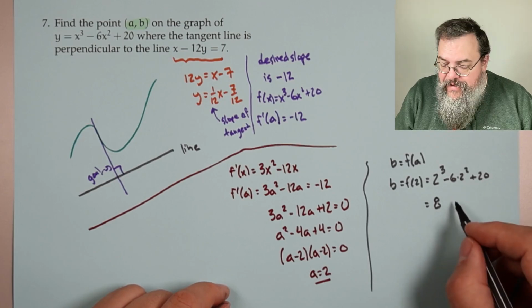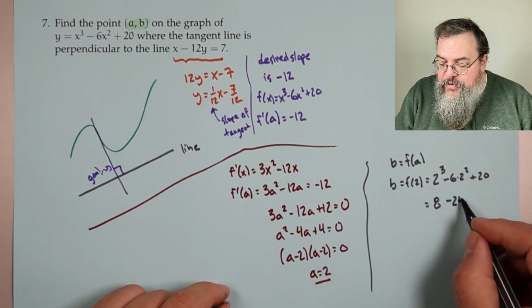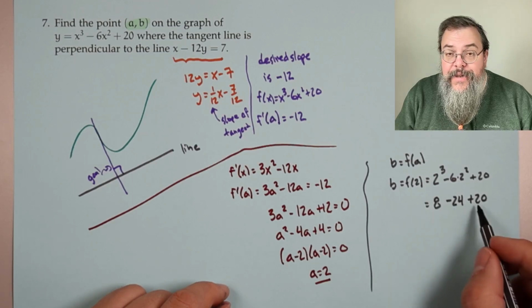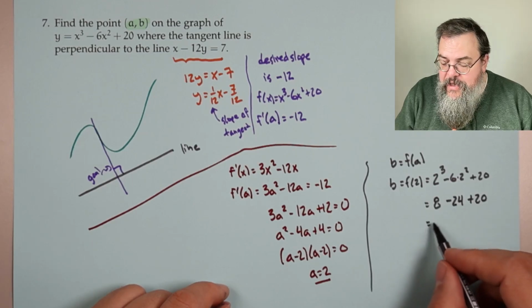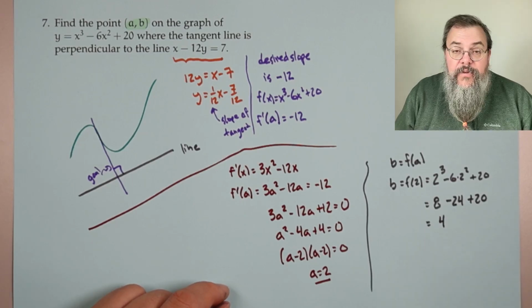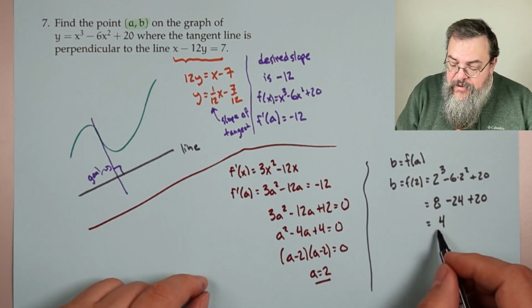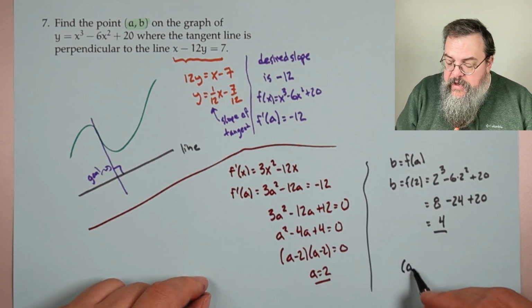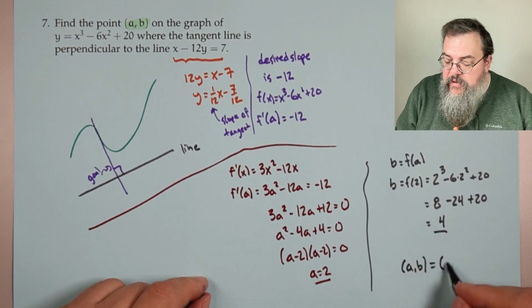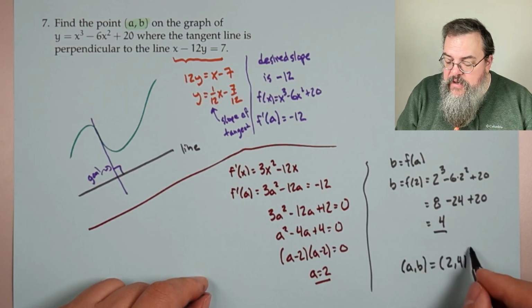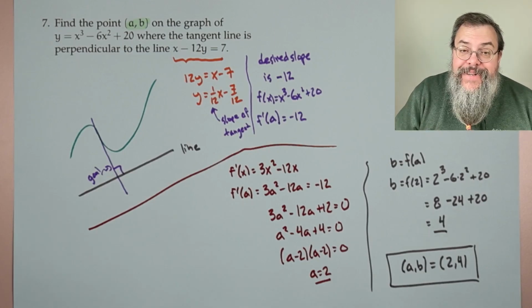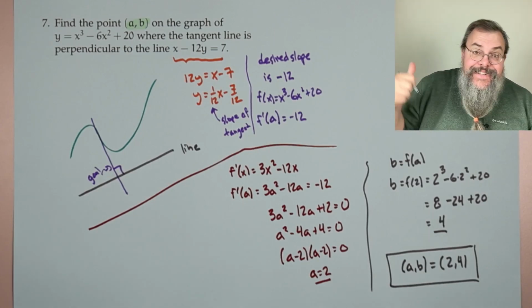Times it by negative 6. Got ahead of myself. Minus 24. I'm just so excited. Add 20. This is 28 minus 24, and so that gives us b equals 4. So there we go. There's our a and our b. So we'll say our final answer, AB, is the single point 2, comma 4. And we found our point. Woohoo! Nice!